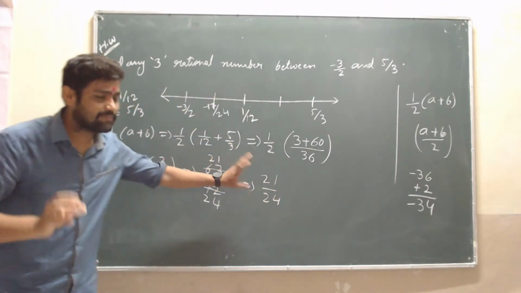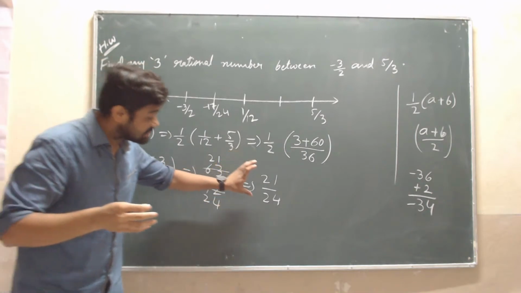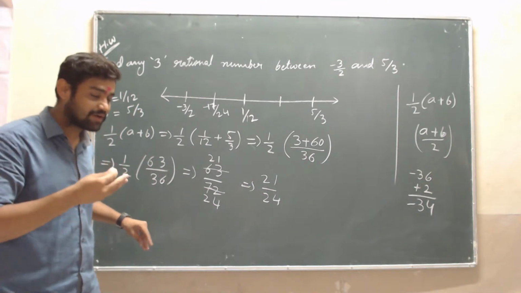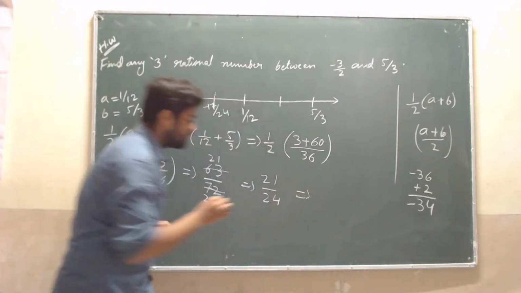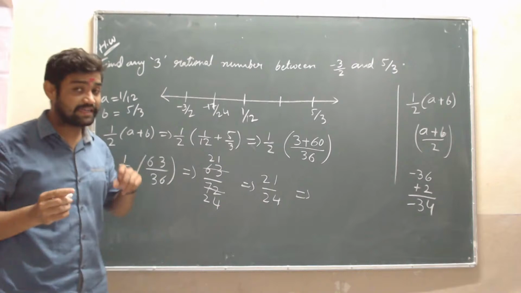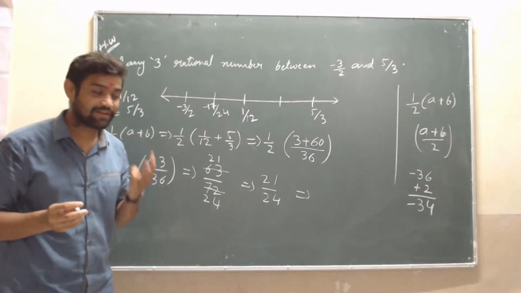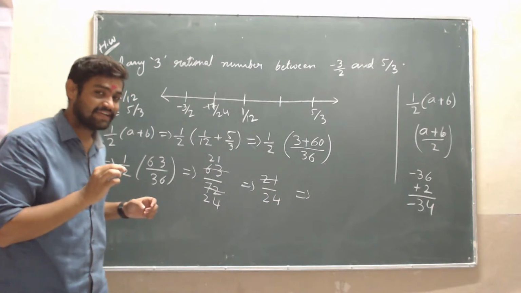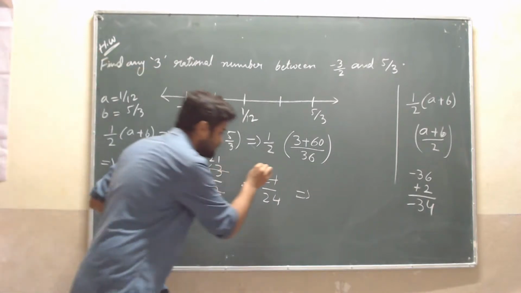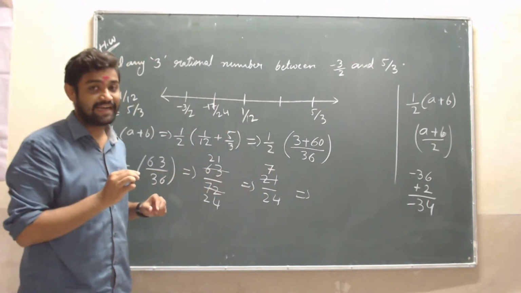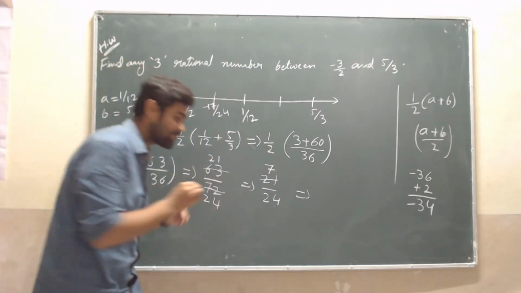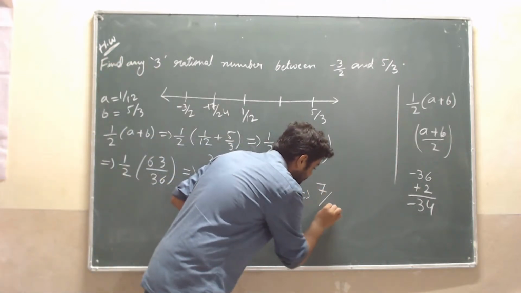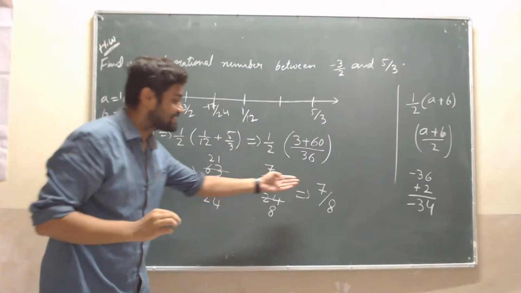Let's check. Sir, it's okay, but it can be simplified to the next step also. Okay, then we can simplify again. Let's see whether 21 and 24 will be easily divisible by the 3 table. 3 7s are 21 and 3 8s are 24. Then what is the answer we have? That is 7 by 8. Isn't it? 7 by 8.